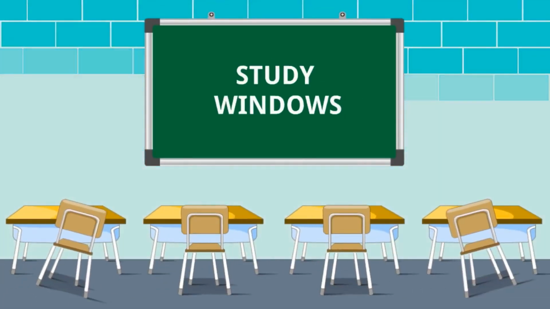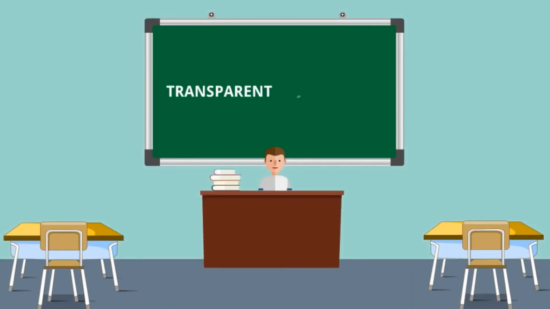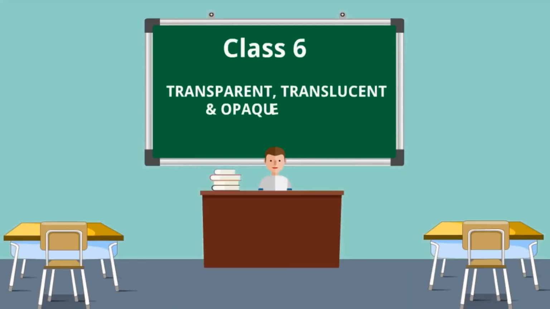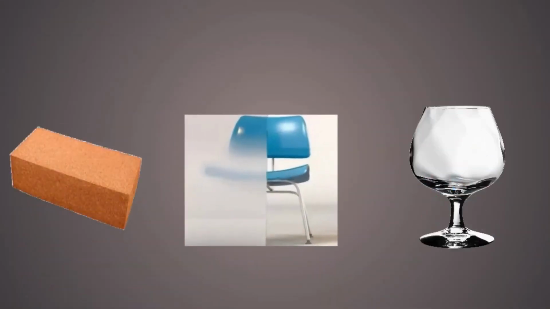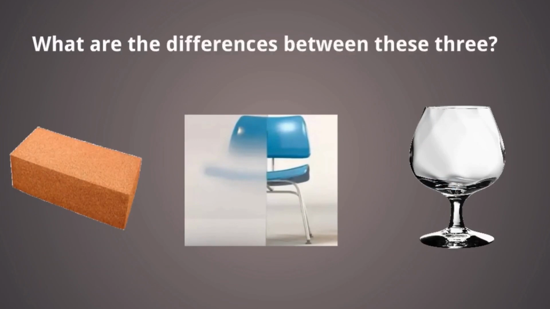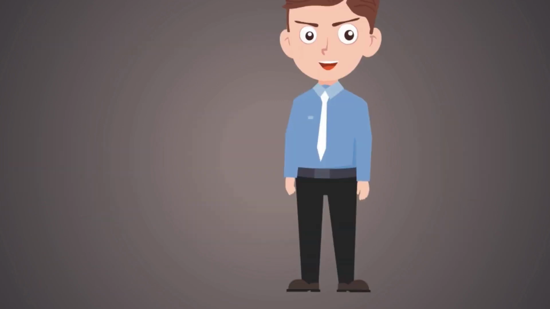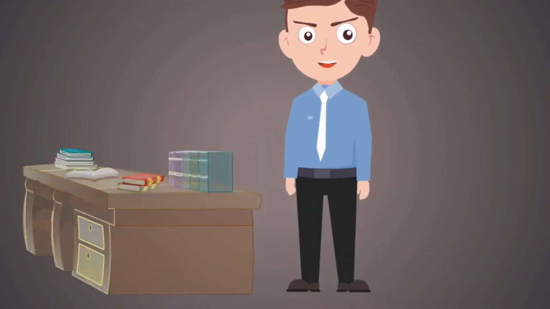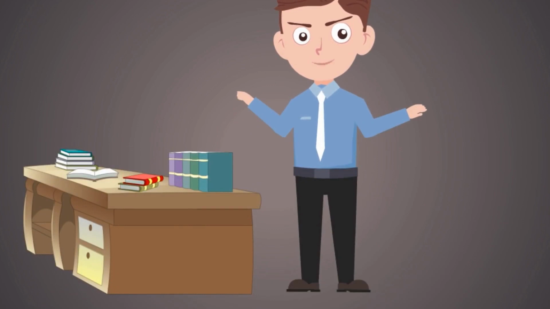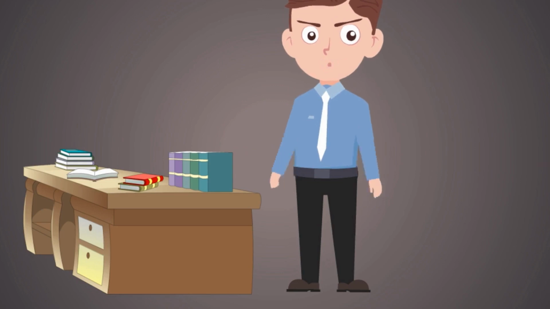And today we are going to learn transparent, translucent and opaque objects. Let us consider some different objects. So what are the differences between all these three? To understand the differences between all these objects, we have to know first how light travels and how light interacts with objects. Let us take an example.